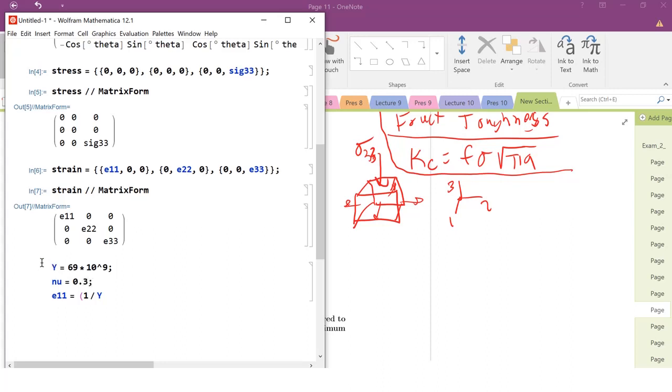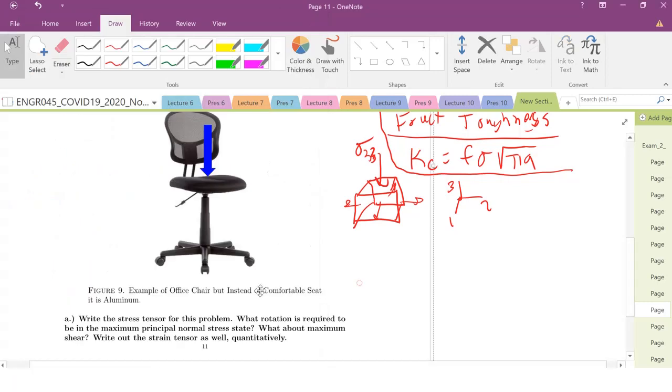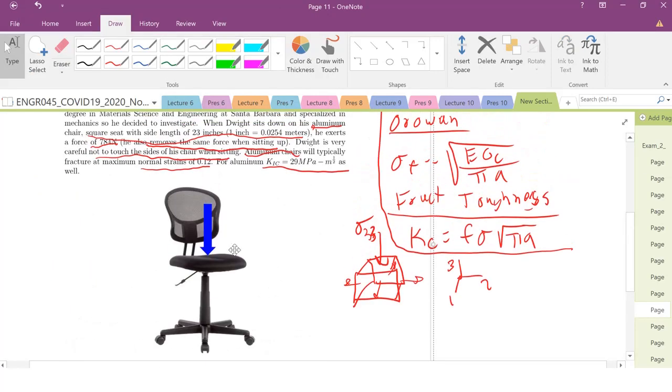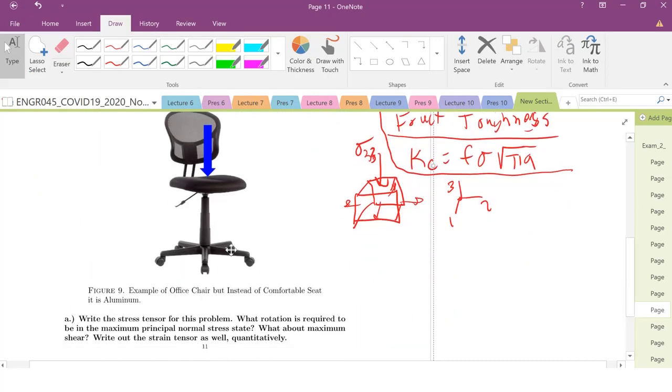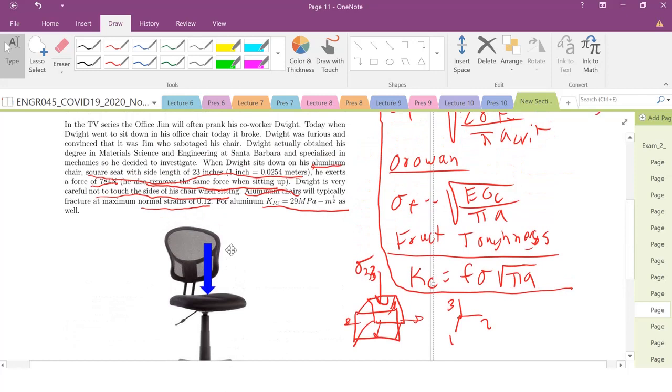So let's start to think. There's one more value: do we know what is going to be the strain in the 3,3 direction? No, right? There's no value that tells us about expansion or contraction here, so we're not given the strain to reduce that area. What about the stress in 3,3? Can we calculate that? Yes, because it says we exert a force of 784 newtons.